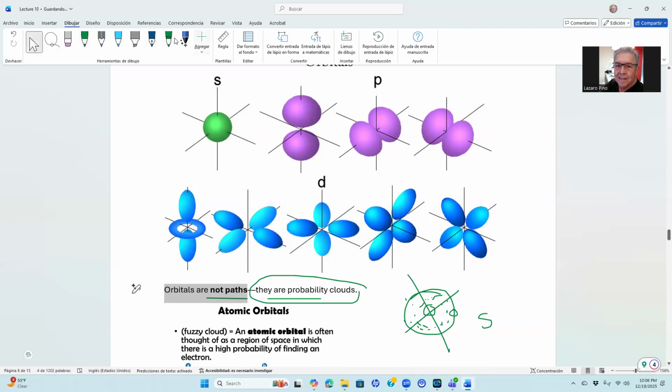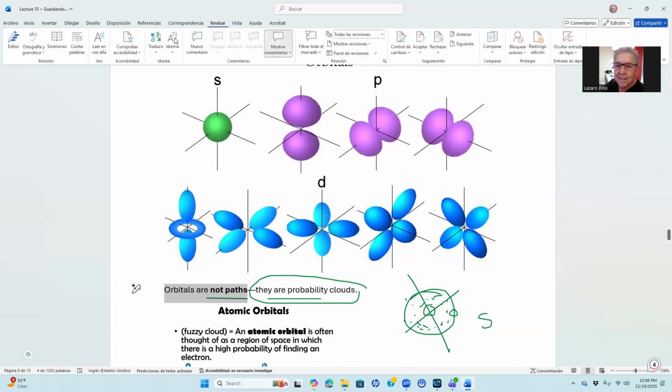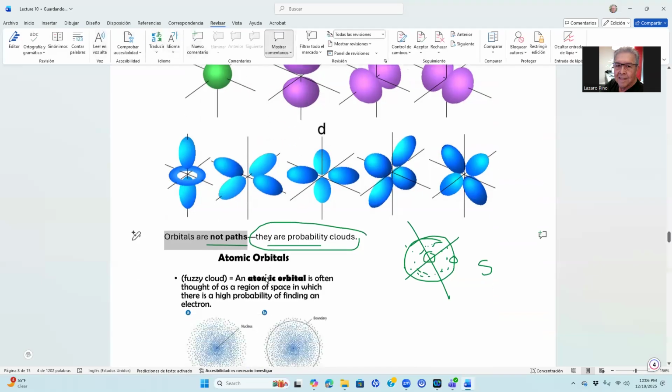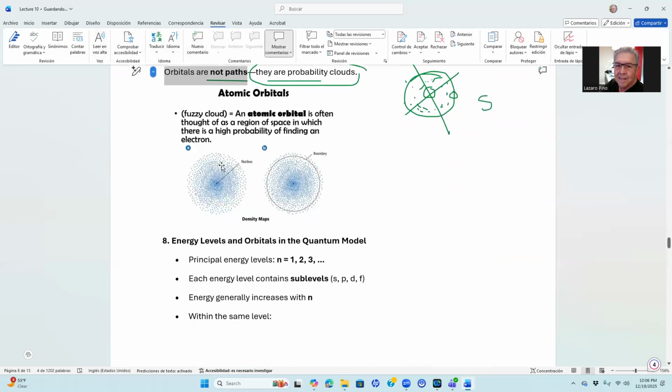Let's continue then. Then let's go here. You can see here the nucleus, and you can see the space where it is more probable to find the electron. Let's go here to energy levels.